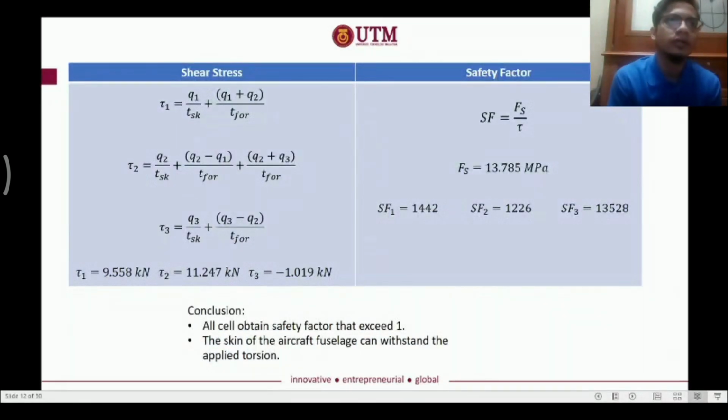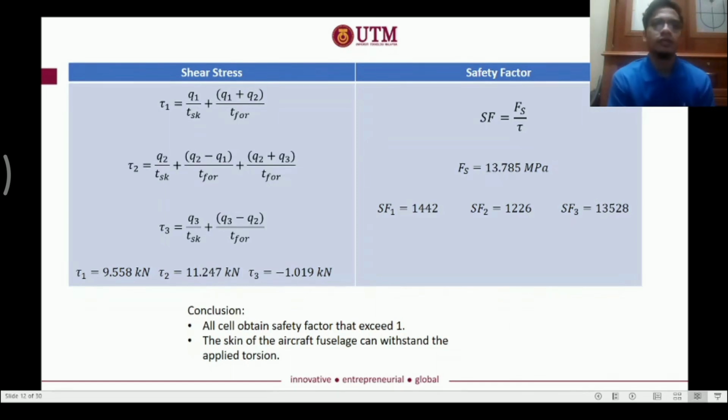Then by using the Q, we can get the shear stress for each of the cells. Cell 1 shear stress is 9.558 kilonewton. Cell 2 has shear stress equal to 11.257 kilonewton, and cell 3 has negative 1.019 kilonewton shear stress.